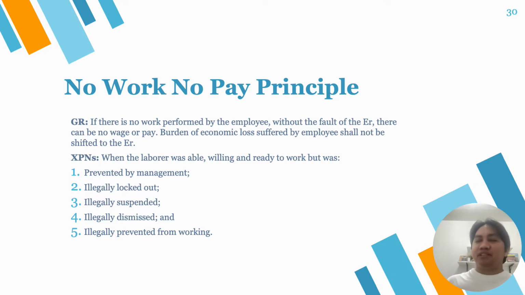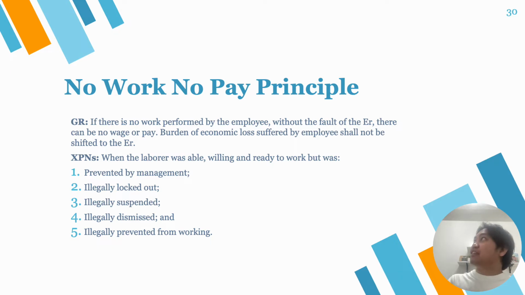But of course, there are exceptions. Knowing that this is the Labor Code of the Philippines, this is basically a law of exceptions, the exemptions, and then exceptions to the exceptions. So the exception to this particular general rule is when the laborer was able, willing, and ready to work, meaning the worker, the employee, can work, but was prevented by the management.